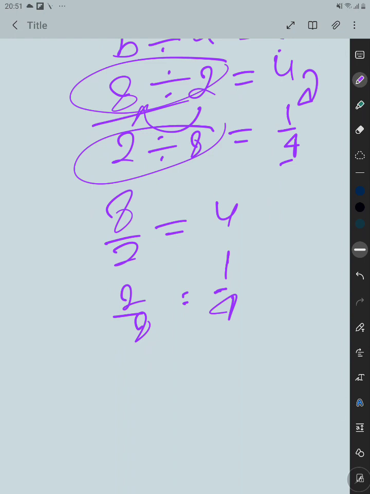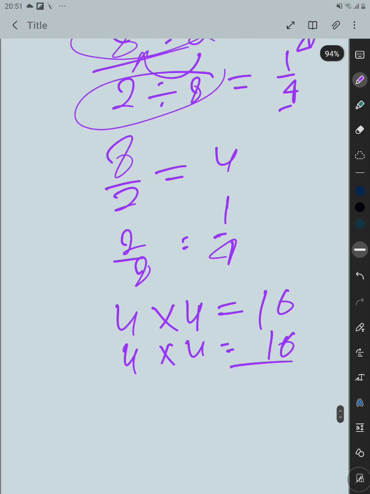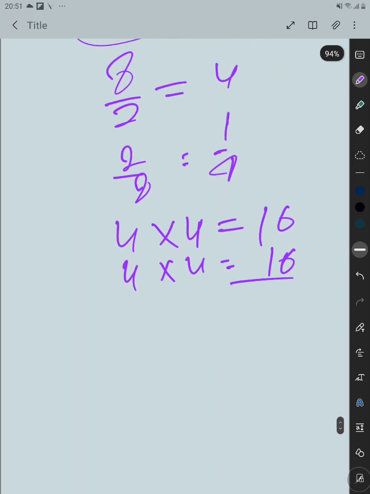You can take any number except 1, meaning when both are 1 or both numbers are the same, then it can be true, otherwise it cannot be true. If both numbers are the same, like 4 multiplied by 4 is 16, and if you interchange it, it is also 16. But it should be true for all numbers, only then will we consider it.